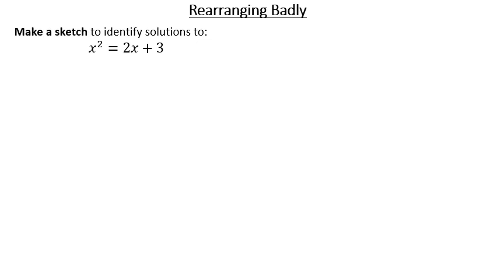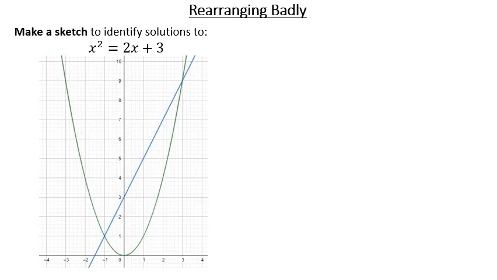Make a sketch to identify solutions to x squared equals 2x + 3. Chances are, if you've made this sketch, you will have x squared minus 2x minus 3 equals 0 as part of your working out or the way you're thinking about it. There are two different ways to look at this sort of thing though: either thinking of this as a single quadratic graph or looking at it as a quadratic graph crossing a straight line. Both of those work just as well.